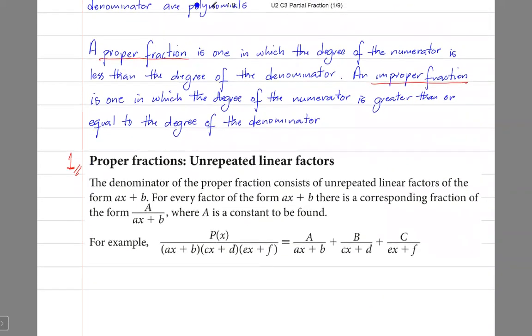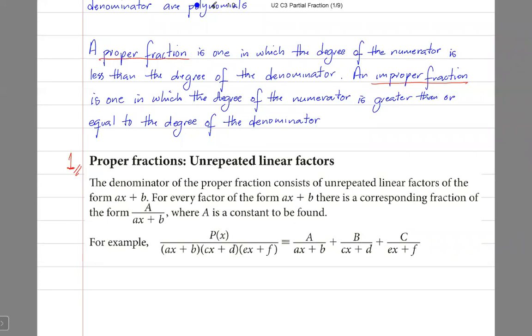All right. Now, a proper fraction is one in which the degree of the numerator is less than the degree of the denominator. And even that, we'll get into the full understanding of that. And an improper fraction is one in which the degree of the numerator is greater than or equal to the degree of the denominator. You will see the full understanding of that. So let's look at our first type of partial fraction.